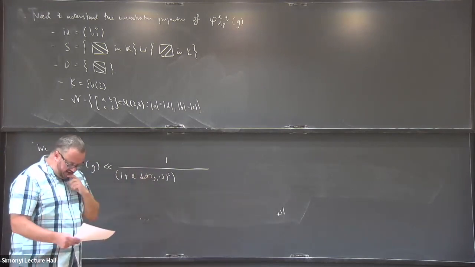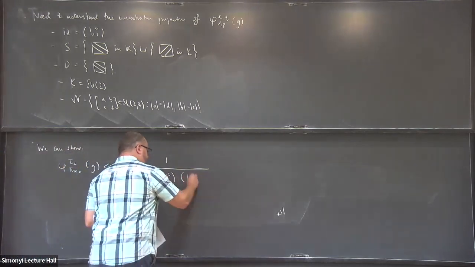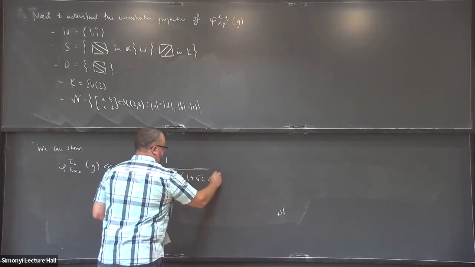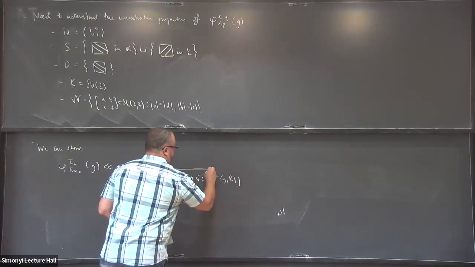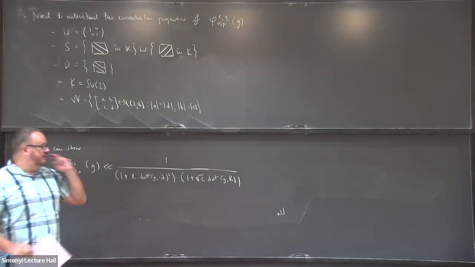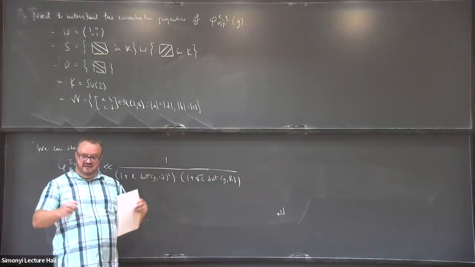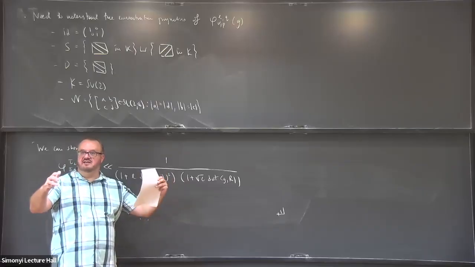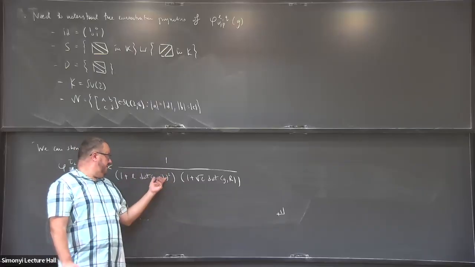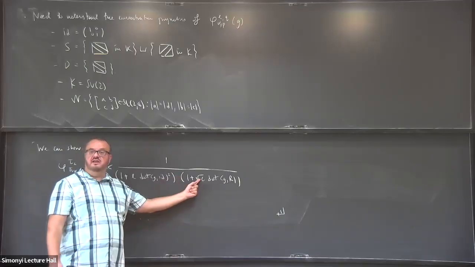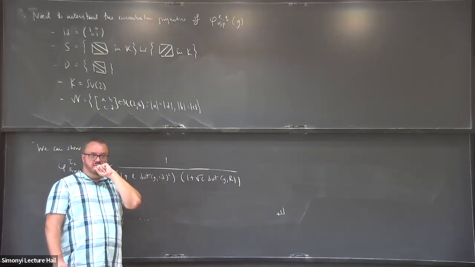Okay, and then there's also a factor of 1 plus root L times the distance from G to this submanifold R. So again, this means that if this matrix G is at a generic distance 1 from the identity, then there is no savings from here, but you will get the square root of L savings from here if your matrix is far from the manifold R.